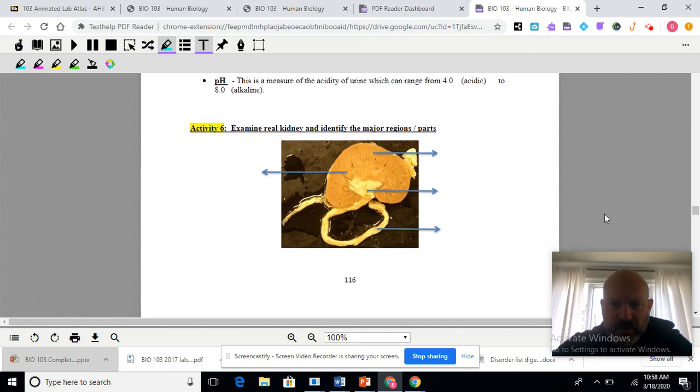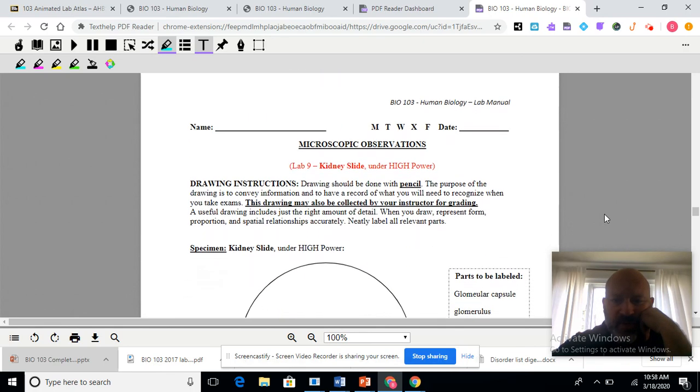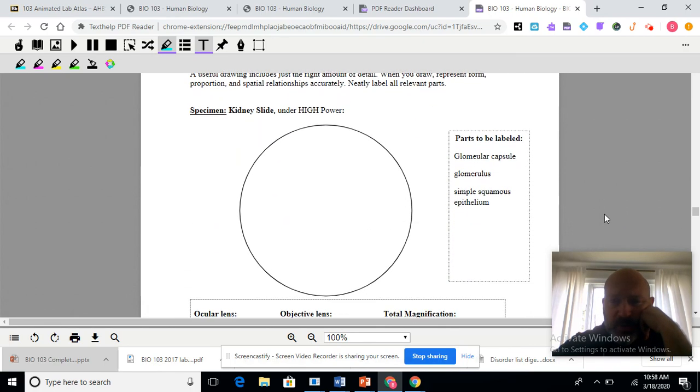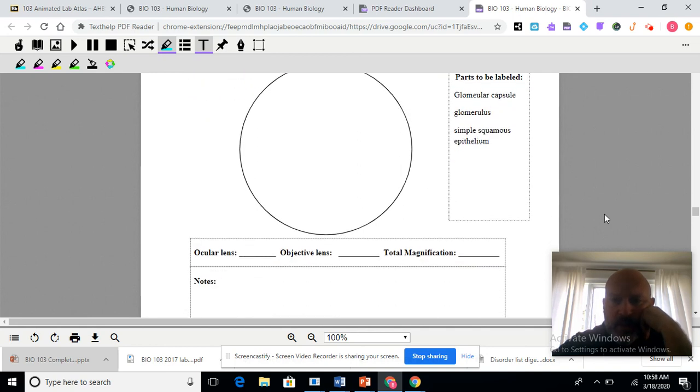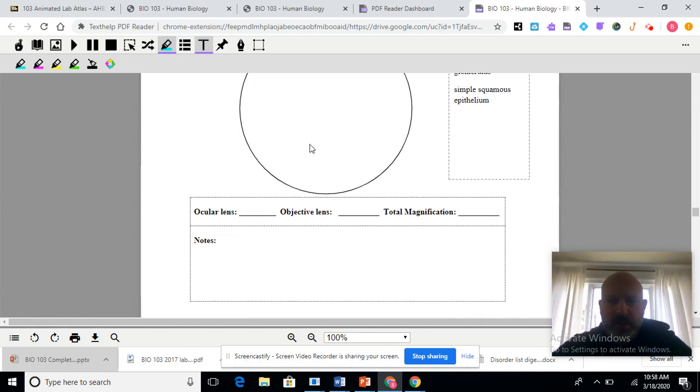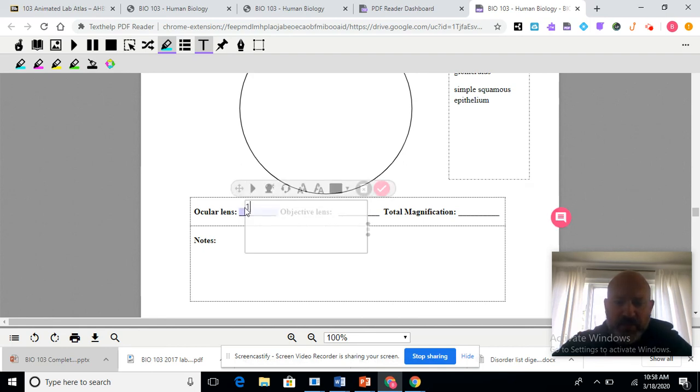All right, continuing on. We have our microscopic observation. So what we're going to do is go back to the lab atlas, look at that high power view, and label the glomerulus, the glomerular capsule, and also the simple squamous epithelial cells that line the walls of the glomerular capsule. I want this done using the high power view.